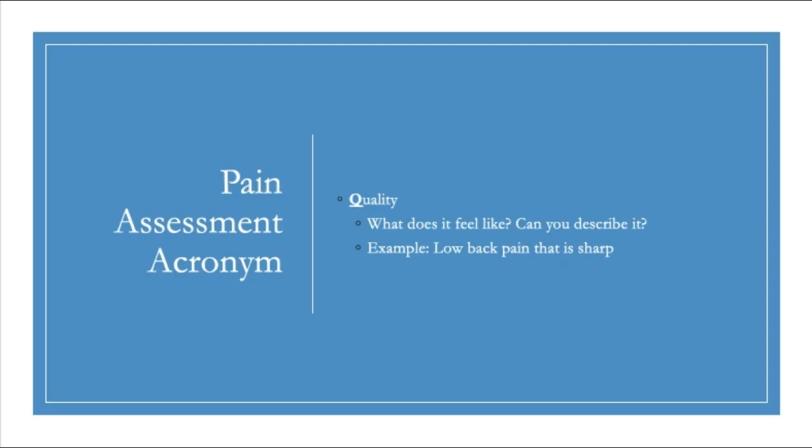The next one is quality. And this one is important because we want to try to pinpoint exactly what type of pain they're having, whether it be somatic, visceral, or neuropathic. We want to make sure that we can pinpoint that because that really will be a driving factor for what management options we choose. So we want to ask, what does it feel like? Can you describe it? They might say, my low back pain is sharp when I'm twisting, but it goes away when I'm resting. And those are things that need to be documented appropriately.